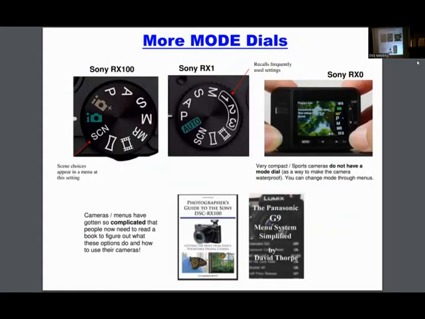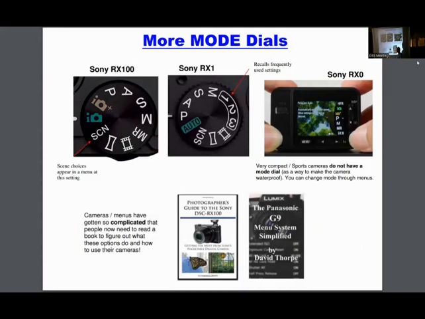Here I'm showing a few more mode dials from my Sony cameras. Now, instead of the dial, you have a setting called scene, and if you go there, you're going to see a menu of all your choices, right? You have panoramic, you have video, you have the standard modes, and then you have MR, which is memory recall, and in this one, which is the RX1, you have 1, 2, 3.